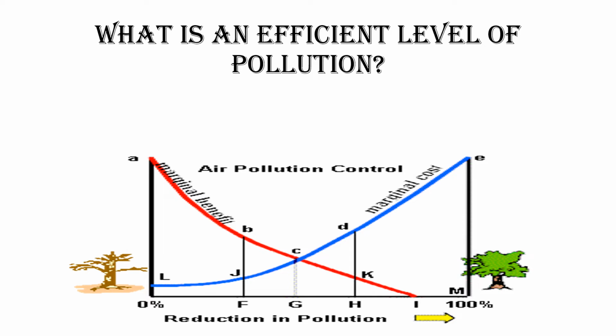What do you all think? Is there a possibility of an efficient level of pollution in the environment? The answer would be obviously yes. There is a possibility of an efficient level of pollution in the environment, and it is defined in terms of the concept of Pareto optimality or Pareto efficiency condition.